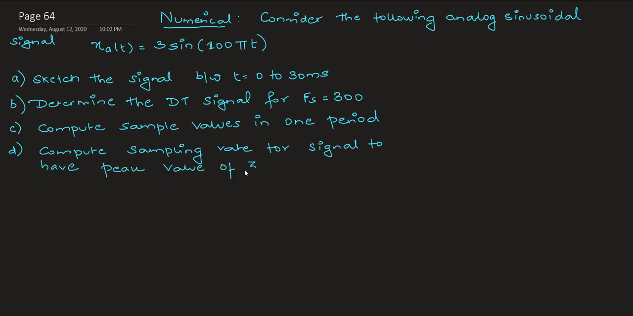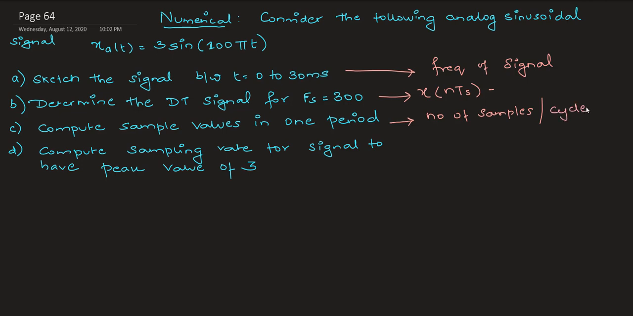Good. So the first problem has to do with signal plotting or signal drawing, and we have to find the frequency of the signal in order to do that problem. The second sub question is to obtain the DT representation of the signal, or the discrete time representation, which is given by x of n ts, and that is the sampling algorithm. And the third is compute the sample values in one period. When they ask to find sample values in one time period, they are talking about the number of samples per cycle. So we need to find the number of samples per cycle.